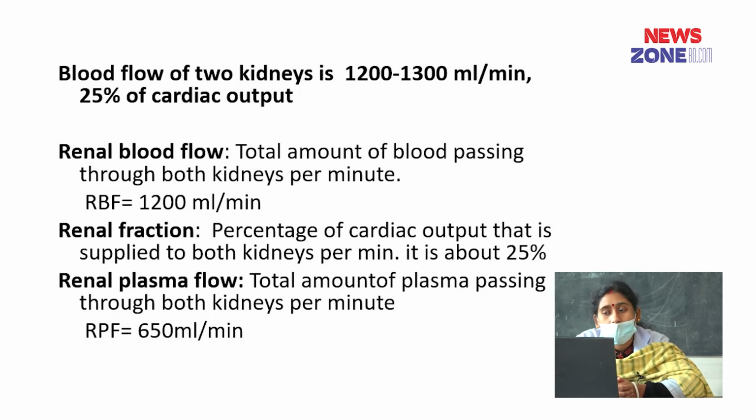Renal fraction means the percentage of cardiac output that is supplied to both kidneys per minute, that is about 25%. Previously I told you blood flow to the two kidneys is 25% of total cardiac output. This 25% is called renal fraction, and 25% of the cardiac output means 1200 to 1300 ml per minute. This amount is renal blood flow, and 55% of the 1200 is renal plasma flow.